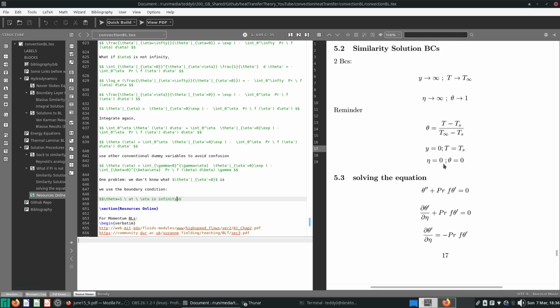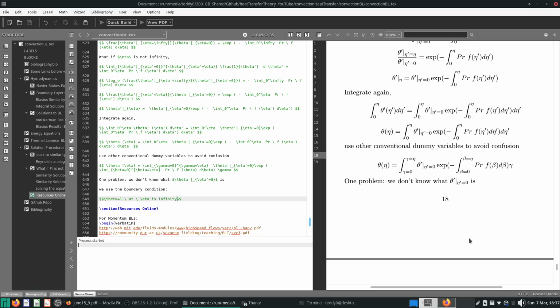Okay, eta equals 0 when theta equals 0. Theta equals 1 when eta goes to infinity. Okay, so I remembered correctly. Not too bad.